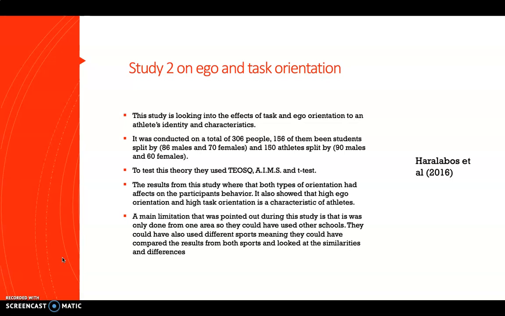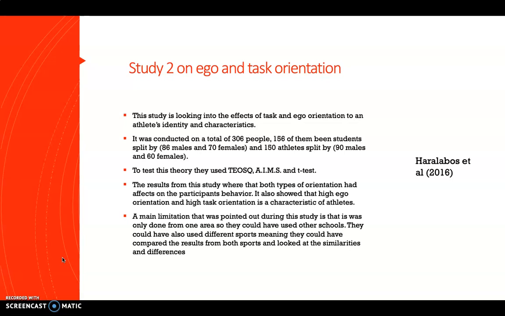The results from this study were that both types of orientation had effects on the participants' behaviour. It also showed us that people can have high ego orientation and high task orientation in their characteristics. So, if you're a sports person, you might want to focus on winning, but you might also focus on being better at the skill, obviously, that you do. They can have both.